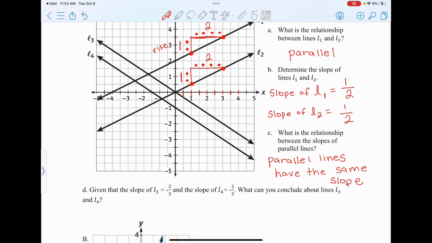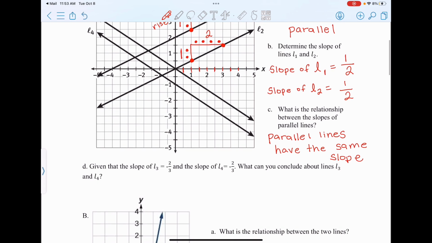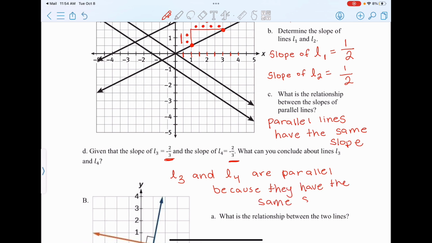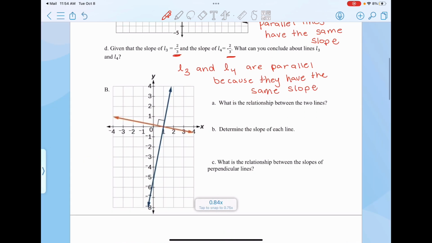If 2 lines have the same slope, this means that they are traveling at the same rate, and they are never going to intersect, and so they are parallel. So if we know that 2 lines have the same slope, such as L3 and L4, we can conclude that they're parallel because they have the same slope. And so that is the relationship of the slopes of parallel lines. They are the same.